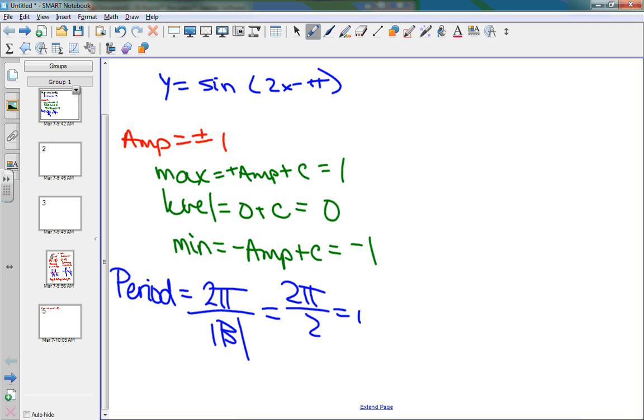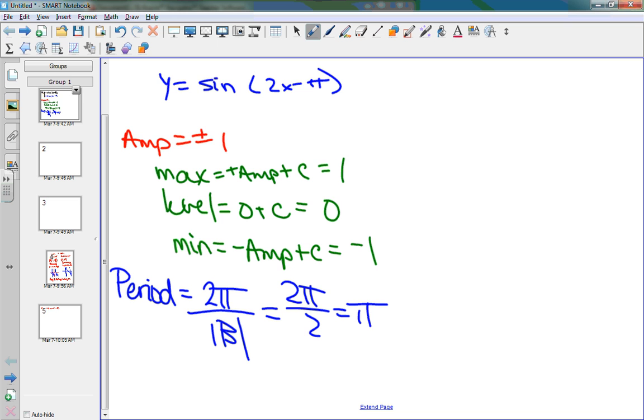So 2 pi divided by 2 is going to give me pi. What does it mean to have my period be pi units? It means I'm going to complete a full cycle, max, level, min, level, max, within pi units, which is a semicircle. Do we all understand that? So we're shrinking this thing down. In other words, my adrenaline is up, right? I'm excited because I'm completing one cycle in half the time that I normally do. We understand that, yes or no?